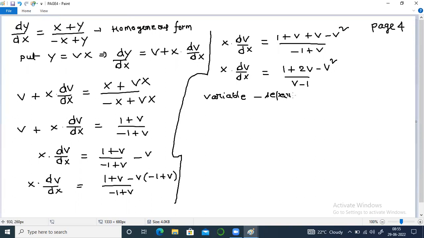I'm doing this problem by variable separable. So what is the variable separable method? v and dv terms on one side. So v terms I'm taking this side. v minus 1 divided by 1 plus 2v minus v square dv is equal to dx 1 over x. So v terms and dv terms came to one side. I separated variables v and x. So once the variables are separated, the differential term should be removed.